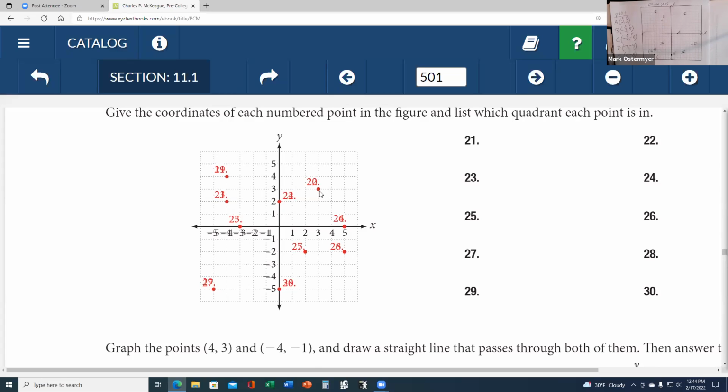Looks like point 20 here. What would be the X coordinate of this point? The X coordinate will be +3. You project it right down to the X axis. And what's my Y coordinate? +3, projected horizontally back to the Y axis. So the ordered pair address of this point is 3, 3.